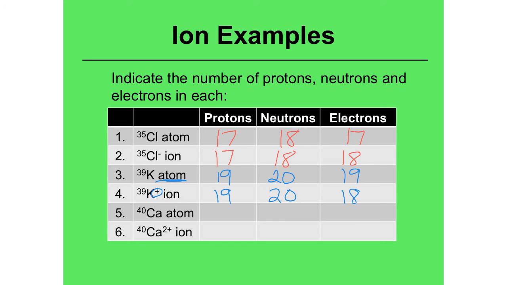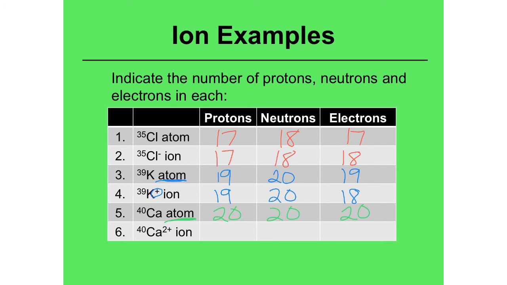And our last one is calcium. Calcium is right next to potassium. Its atomic number is 20. So if I have 20 protons, also have 20 electrons if it is a neutral atom. And its mass is 40, so I would have 20 neutrons.